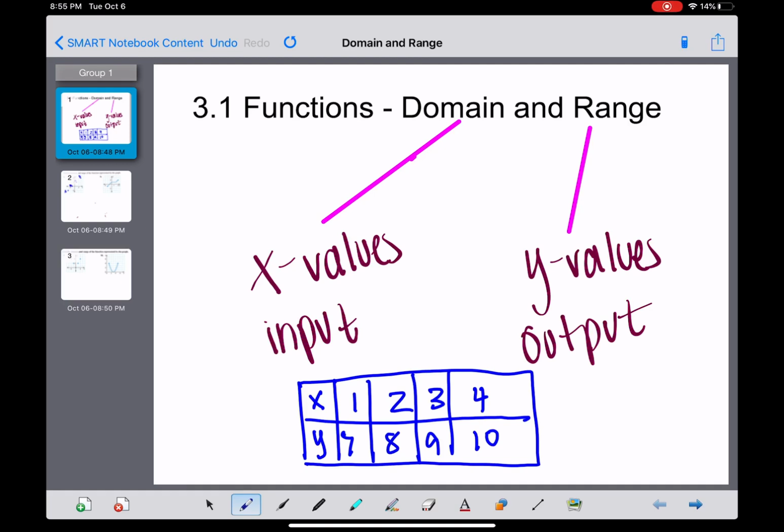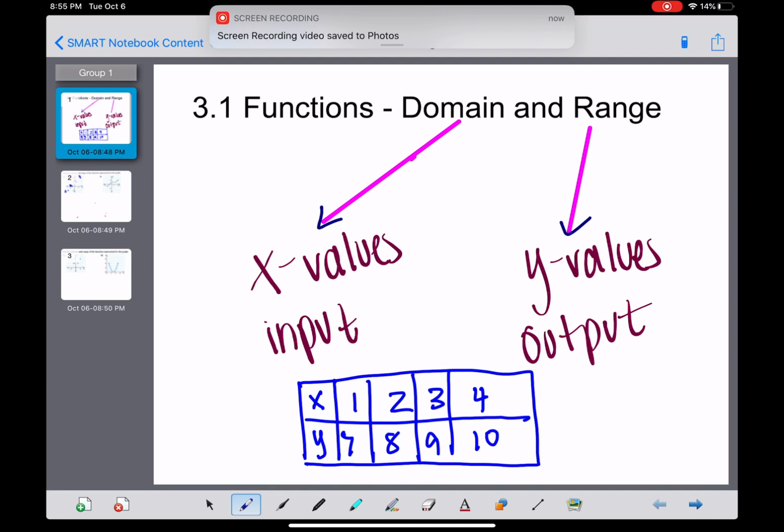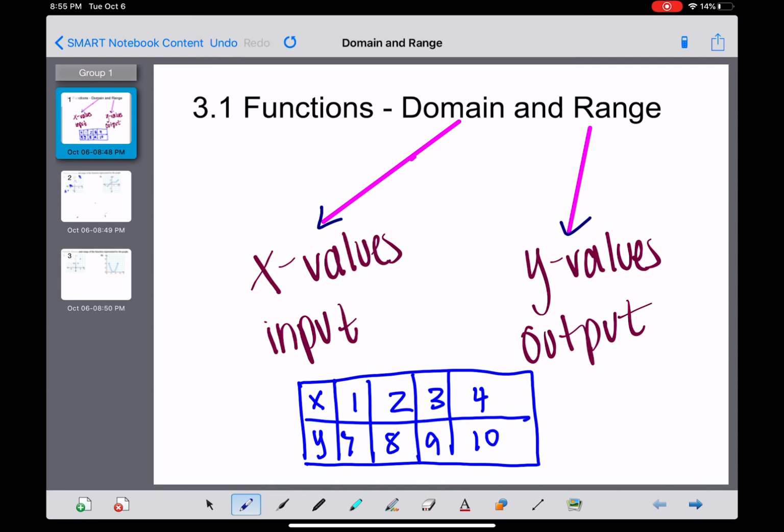3.1 functions, this is domain and range. It's just a quick extension from our previous lesson. So when we're focusing in on domains, those are the x values or the input. The range is the y values or the output.